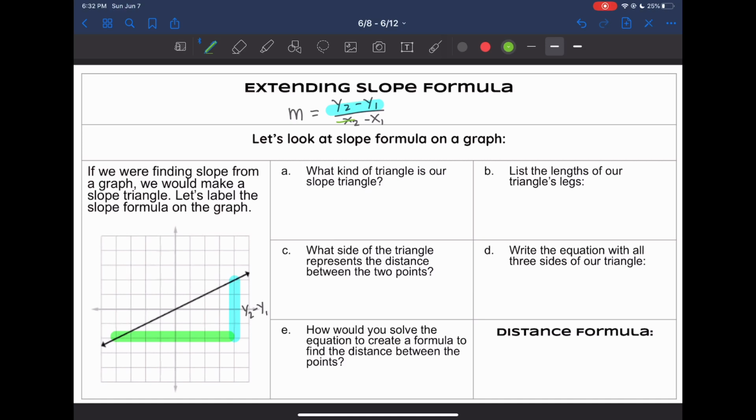And then we find the horizontal distance by doing x2 minus x1. So we're also going to label that on our slope triangle, x2 minus x1. So we have labeled the slope formula on the slope triangle on the graph. Our first question is, what kind of triangle is our slope triangle? We can notice that it is a right triangle.